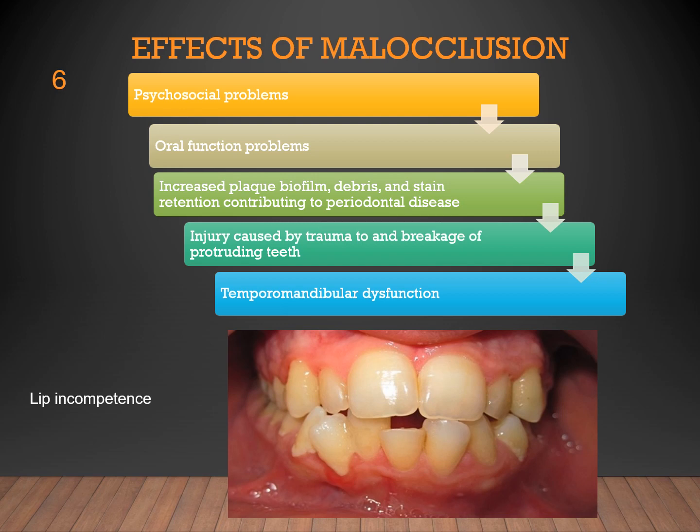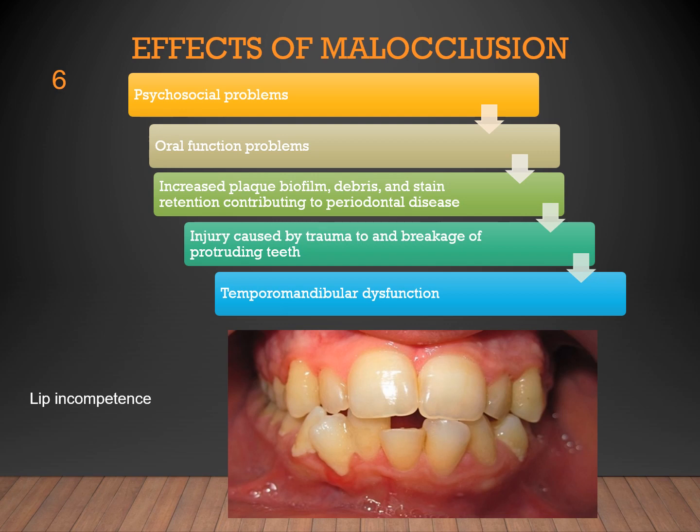Effects that can be seen with malocclusion, again, as I mentioned earlier, are psychosocial problems. If you notice, people that have an open bite or severe malocclusion don't really smile a lot, or they'll put their hand over their mouth. We look at some of the oral function problems. They may not be able to have proper mastication, or they may have some TMJ problems.